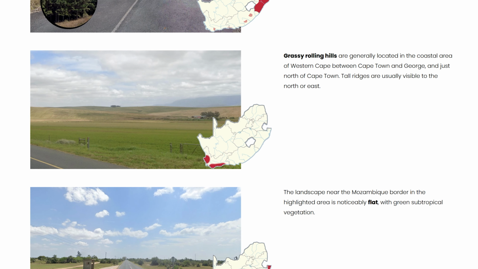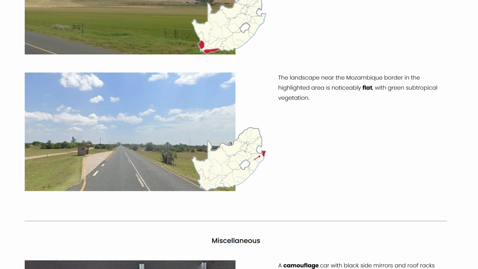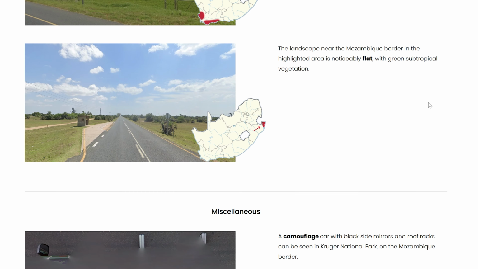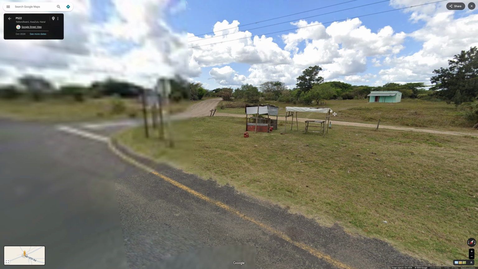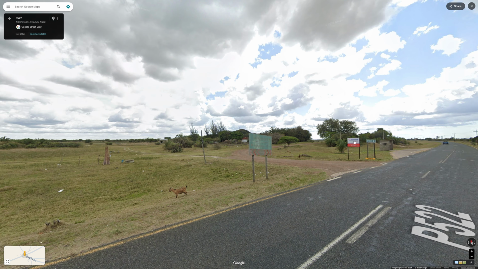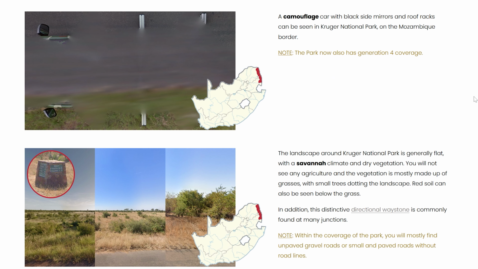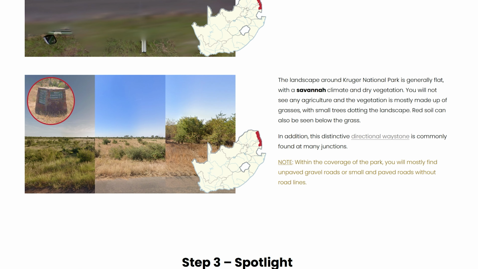There are rolling grass hills located in the coastal area of Western Cape. And then near the Mozambique border, it is noticeably flat with green tropical vegetation. I feel like this would confuse me. I would not go South Africa here. Maybe. Here's some miscellaneous stuff. There's a camouflage car, and then the Kruger National Park is generally flat with a savanna climate.